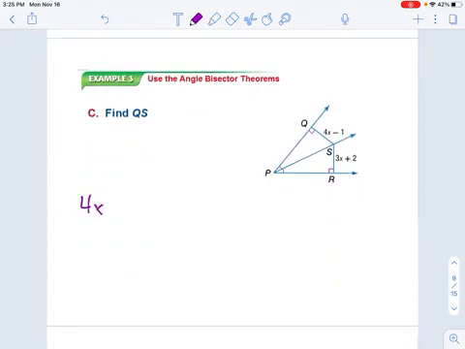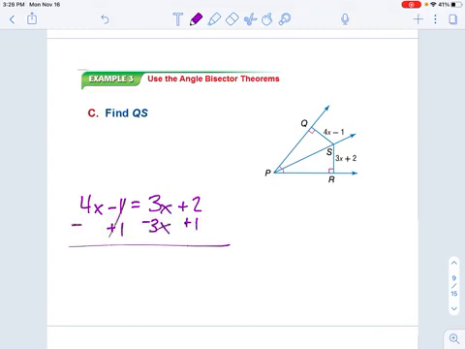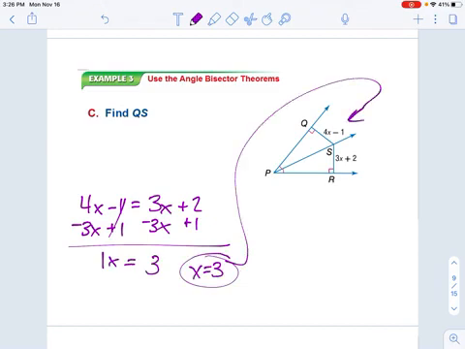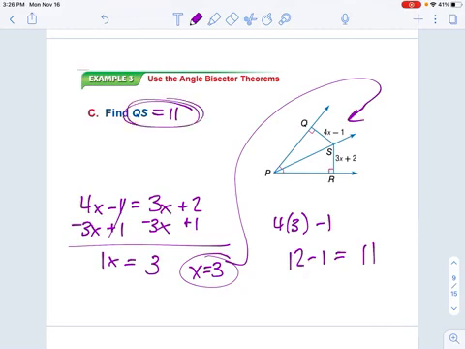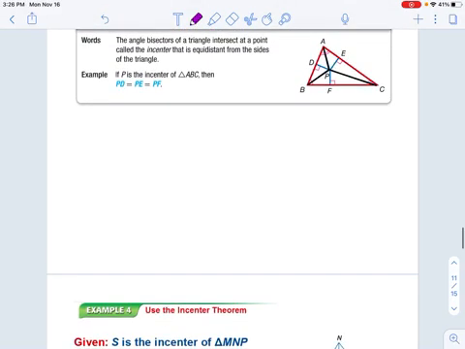And once again, you can just throw in a little bit of algebra here. You just set them equal to each other and solve. So x is going to equal 3. Plug it back in for QS. So 11 is the length of QS. That also means that is the length of SR.